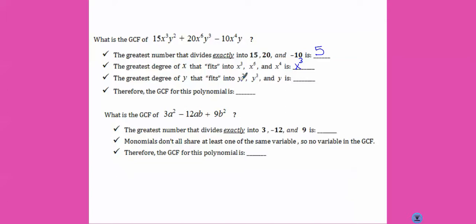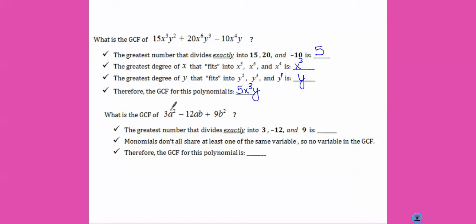Similarly with the y's, we have y squared, y cubed, and just a y, which means y to the 1st. Since our third term only has one y to take out, that's all we can take out from all of them. Put them together, and that's your GCF, which would be 5x cubed y.